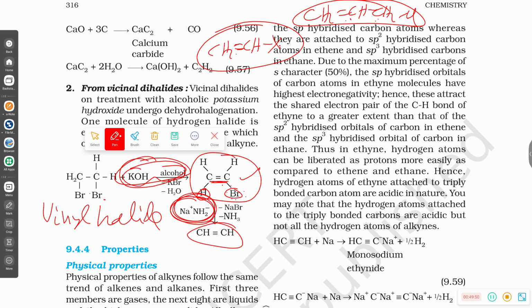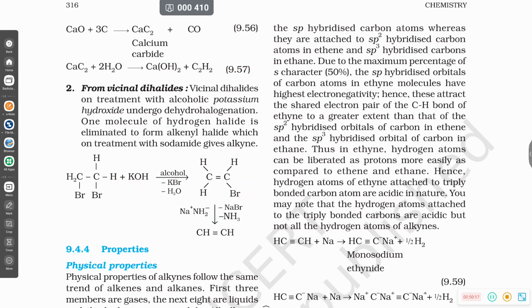Only two preparations are given for alkynes. From calcium carbide hydrolysis we can get ethyne. For any vicinal dihalide, first use alcoholic KOH followed by sodium amide, NaNH2. Then what will form? Finally, by the removal of HBr from the vinyl halide, another pi bond is formed. That's it. Two preparations.